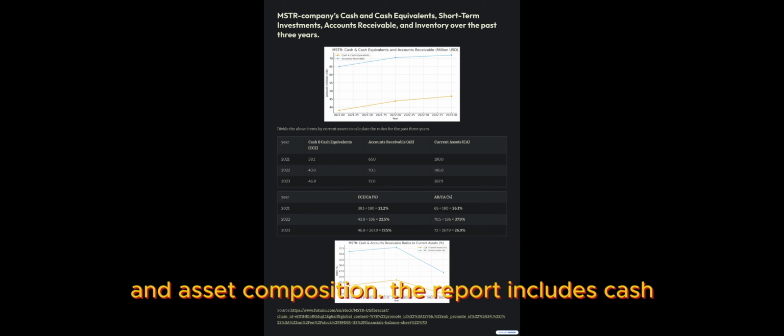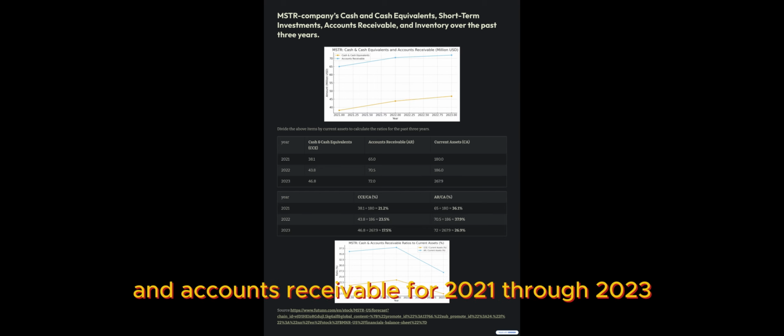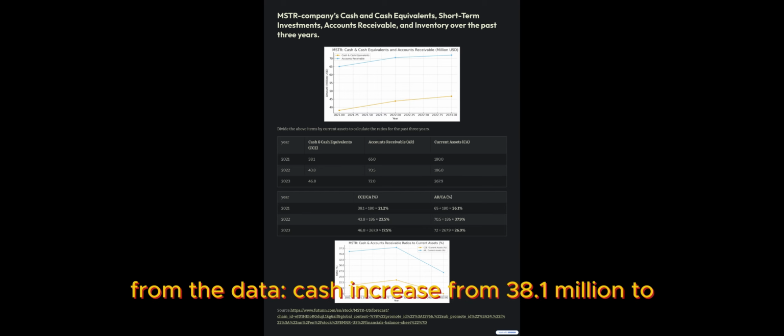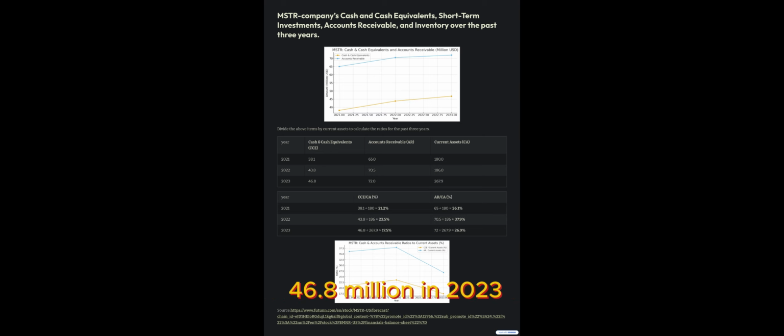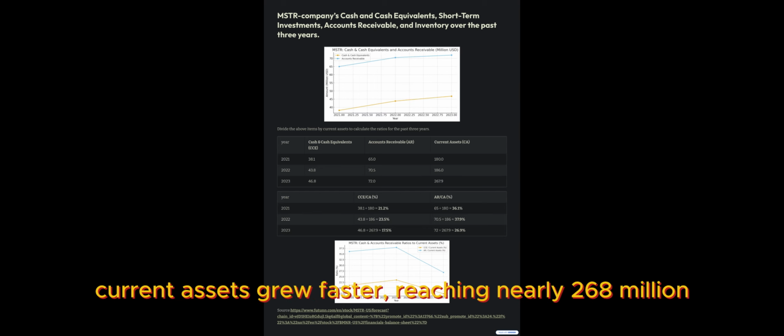The report includes cash equivalents and accounts receivable for 2021 through 2023. From the data, cash increased from 38.1 million in 2021 to 46.8 million in 2023. Accounts receivable rose from 65 million to 72 million. Current assets grew faster, reaching nearly 268 million.